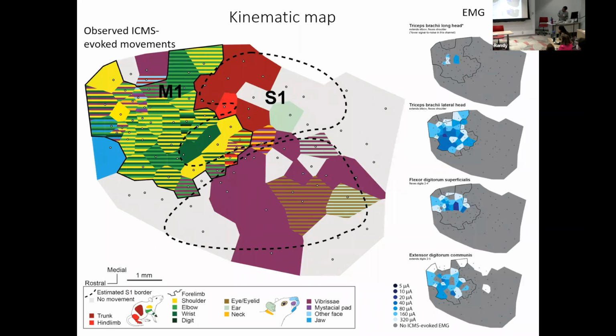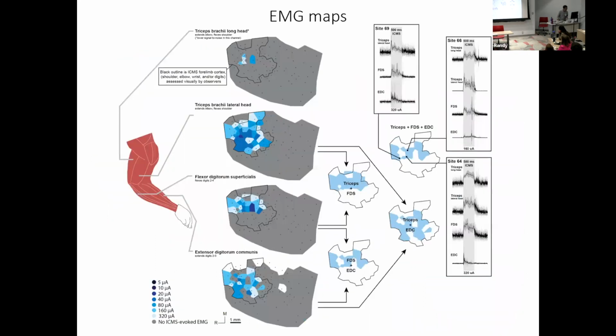We also create these EMG maps, and that's what's on the right here. These are heat maps of muscle excitability at each of the sites that we stimulate. So each of these little maps is the heat map for a single muscle. And so we can look at individual muscles, and we can also look at combinations, any combination of muscles. So this is the representation of the coordination of these two muscles here, and these two muscles here, or three muscles here.